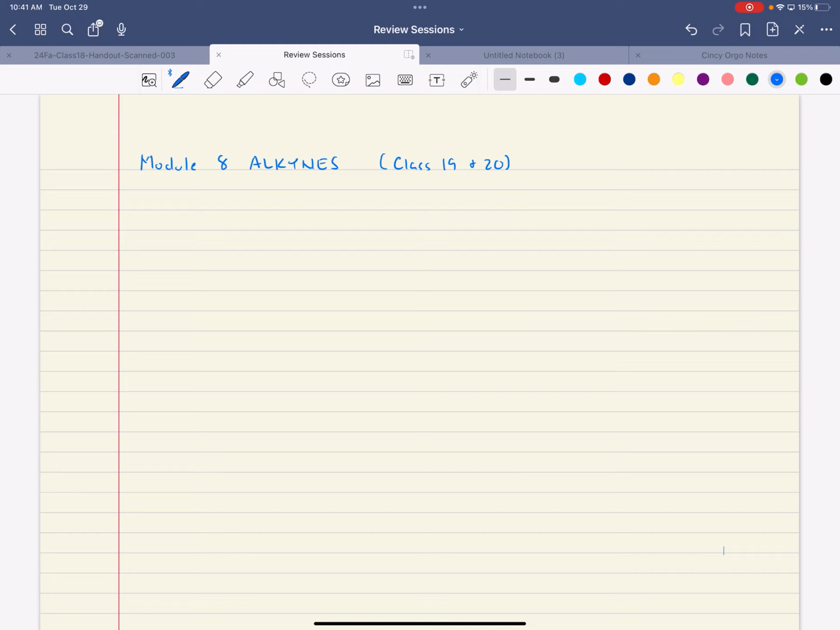Okay, let me take a look at your Class 19 handout. And we're going to jot down any reactions and super important concepts that we come across. There might not be a lot of reactions in this Class 19 because a lot of it was introduction, structure, nomenclature. So let me actually write that down.